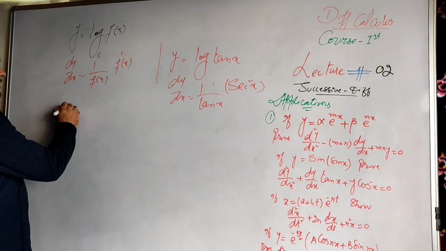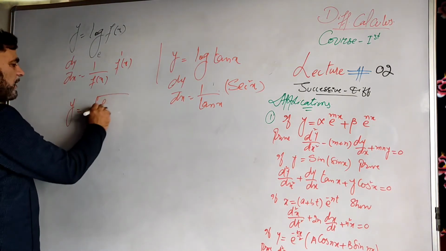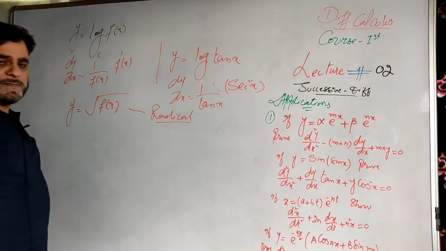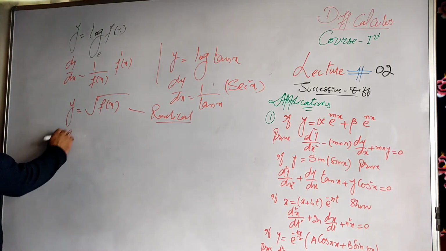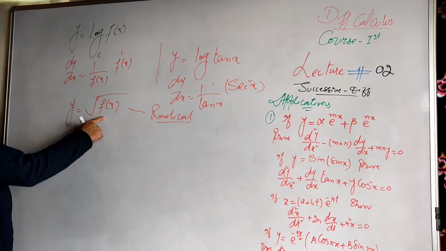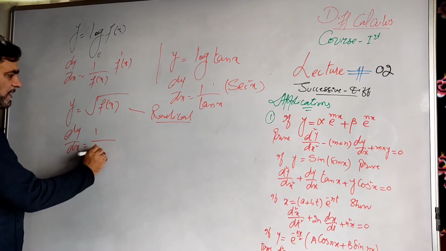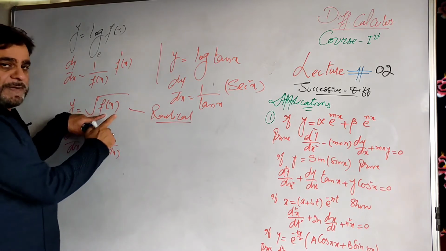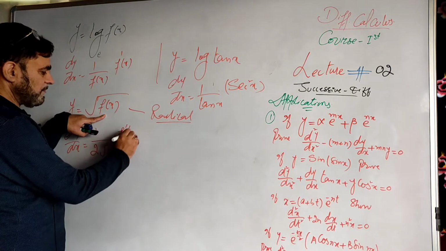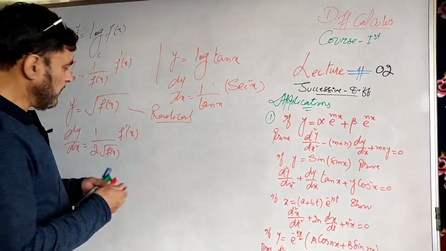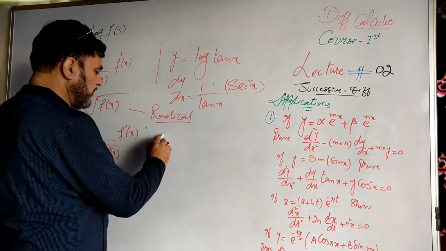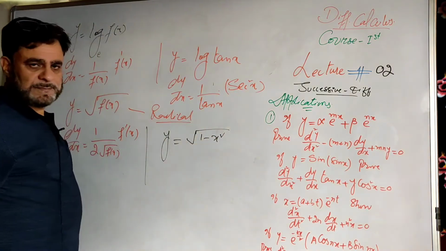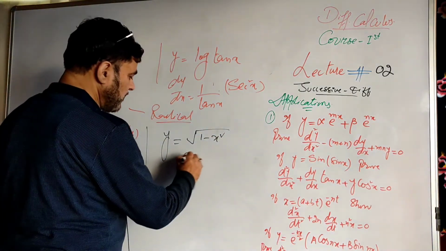Similarly, if you have y is equal to under root of f(x), this is a radical. Remember these formulae: differentiation of the radical function. You write dy by dx is 1 by twice the radical f(x), then the derivative of f(x) in the numerator, f dash x. Suppose you come across a situation like this: y is under root of 1 minus x square, and you want to directly differentiate this.